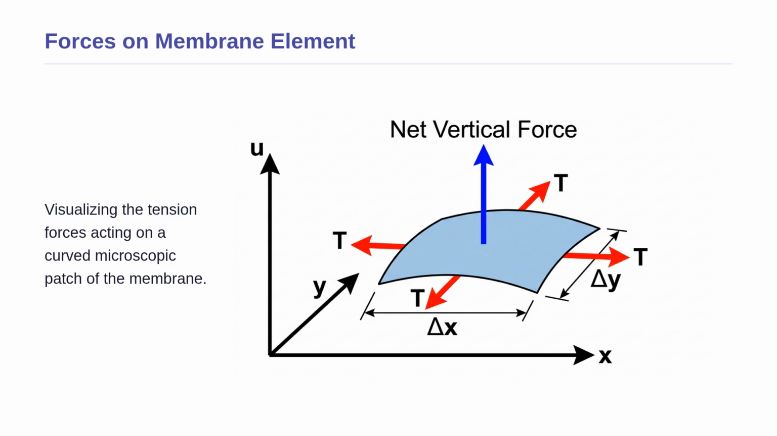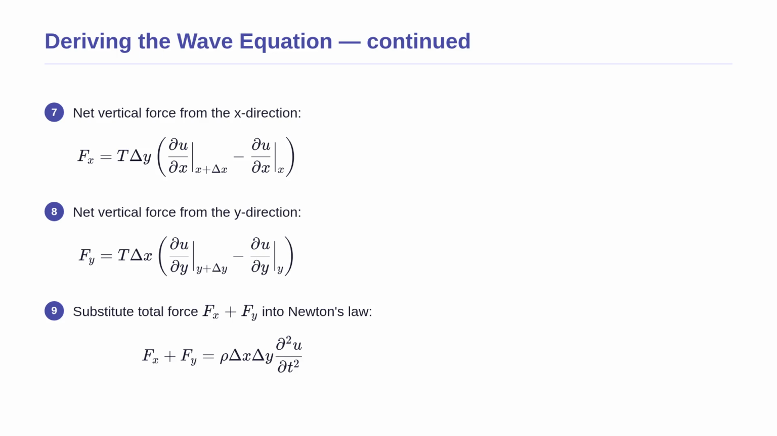Because the surface is curved, you can see that the tension arrows are slightly tilted. This tilt means they have a vertical component. The diagram beautifully illustrates how spatial curvature directly results in a net vertical force, which is the core physical mechanism driving the vibration. Now that we have visualized the forces, let us write them out mathematically.